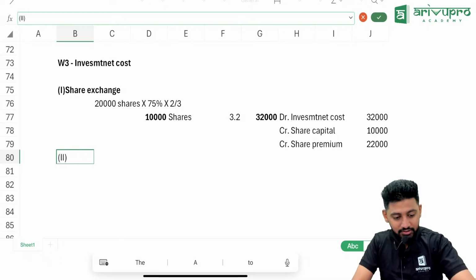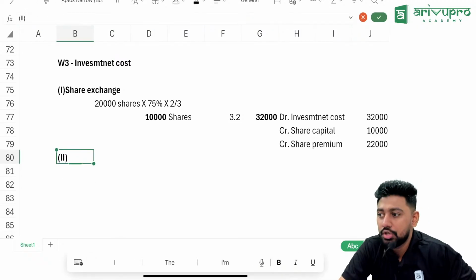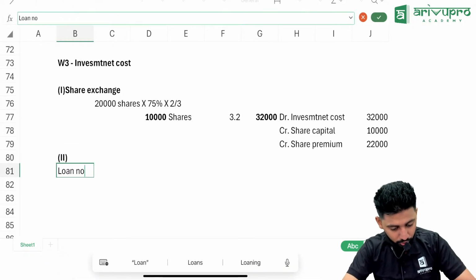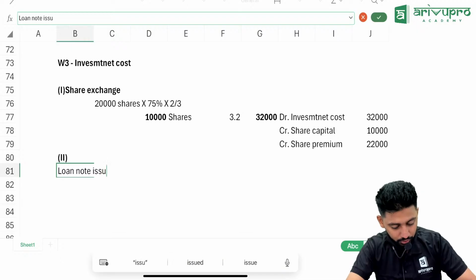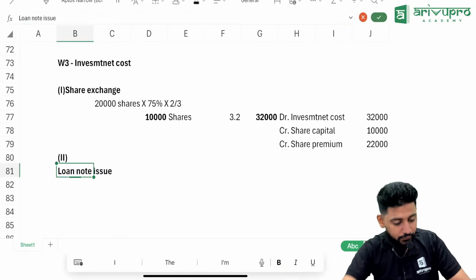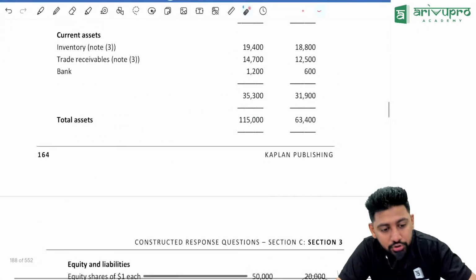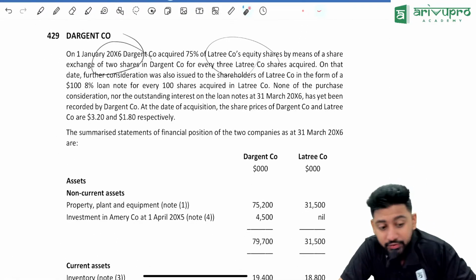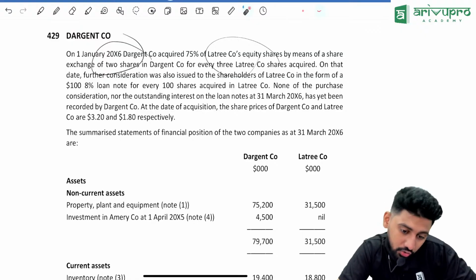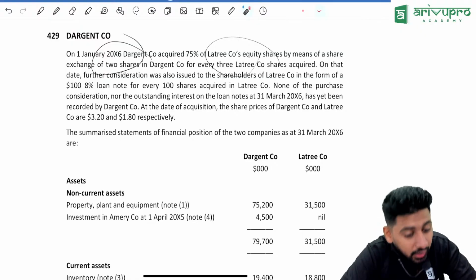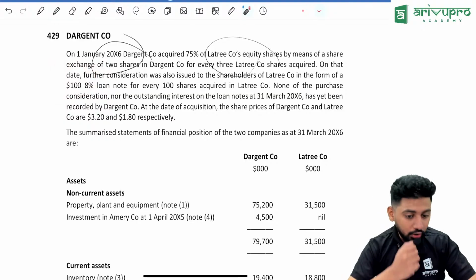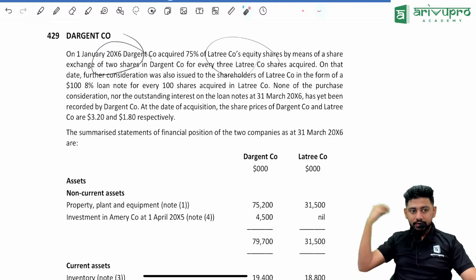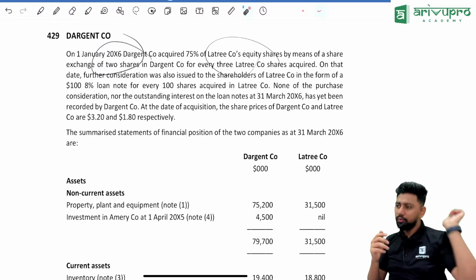They say my second medium will be a loan note exchange, which we have looked into before also. So a loan note issue. Now what is the criteria for this loan note issue? They say further consideration was also issued to the shareholders of Elco in the form of a $100 8% loan note for every 100 shares acquired in Elco. Every 100 shares that you are acquiring, you are issuing a loan.